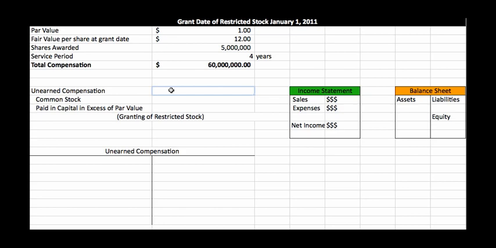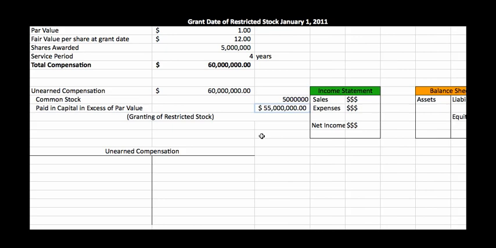But what we're going to do, it's going to be kind of like a prepaid expense. And so we're going to take the full $60 million and record that as an asset. That's what unearned compensation would be. So that would show up over on the balance sheet. And we're going to issue the stock at the par value into common stock. So I would take the number of shares issued, which is 5 million, times the par value per share, which is $1. So I've actually issued $5 million of common stock, and to make the transaction balance, I take the remainder and put it into paid-in capital in excess of par value. So at the grant date, this is what I do.